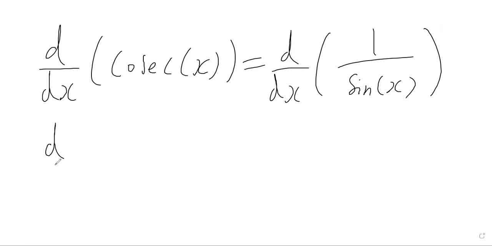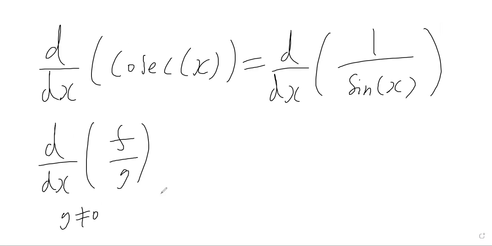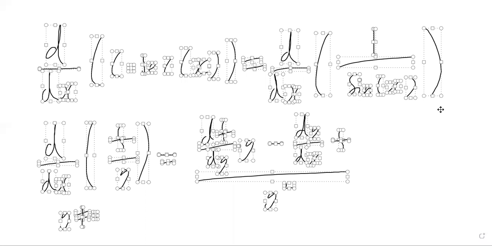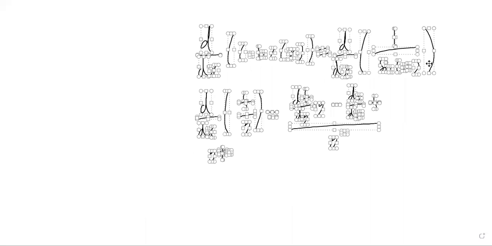So the quotient rule said that when you differentiate the quotient of two functions, f and g, where g is non-zero, we get this result: df by dx times g, subtract dg by dx times f, all divided by g squared. So we're just going to use this formula to work out the derivative of cosec. So if I just make the writing a bit smaller.